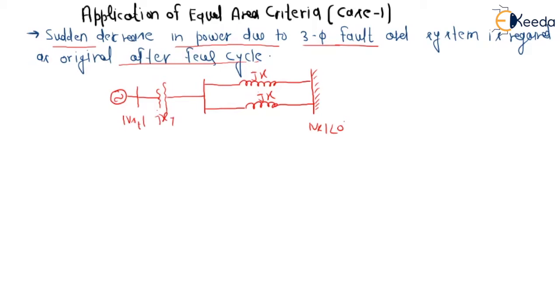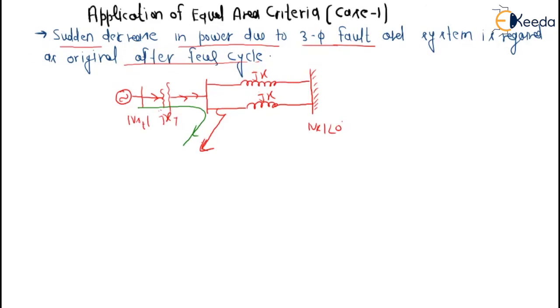So what is happening exactly? Sudden decrease in power due to three-phase fault, and the system is regained as original after a few cycles. Whatever the fault is, let us assume the fault is happening at the source point, at the generating station. This transformer will be near the generator, and just after that the transmission line will start. If the fault is happening here, current will start from here, and initially if there is a short circuit, all the power will go to this short circuit and there will be no power transfer to the load. Let us assume this is the load.